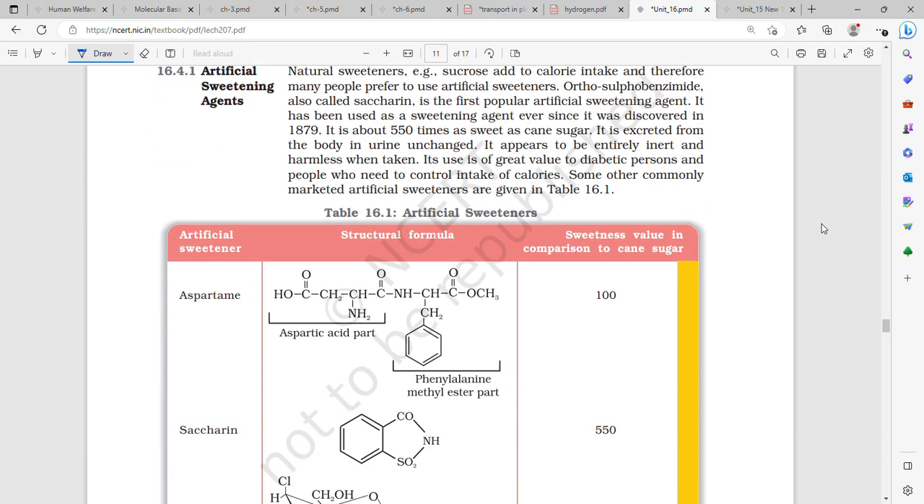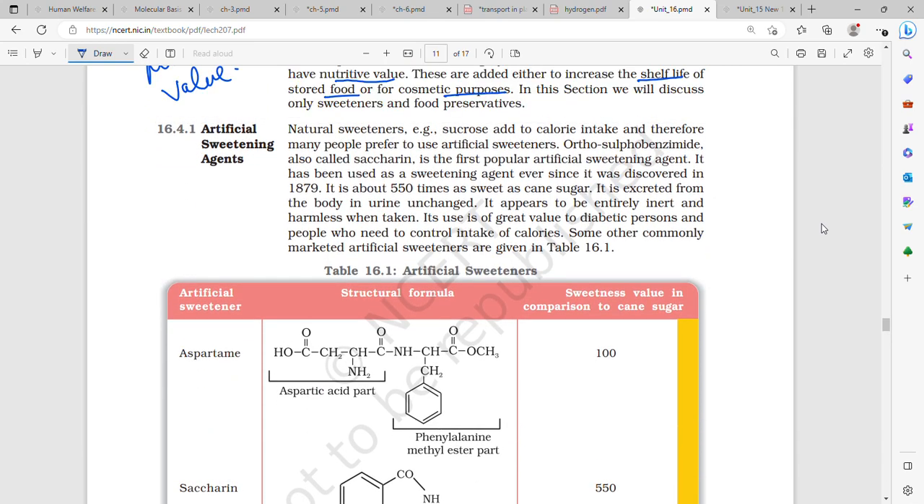So artificial sweetening agents. What are the natural sweeteners? The natural sweetener is sucrose. Sucrose adds to calorie intake, and therefore many people prefer to use artificial sweeteners.